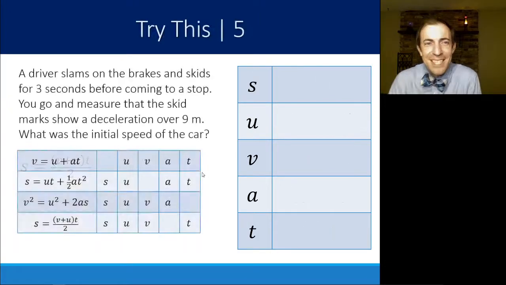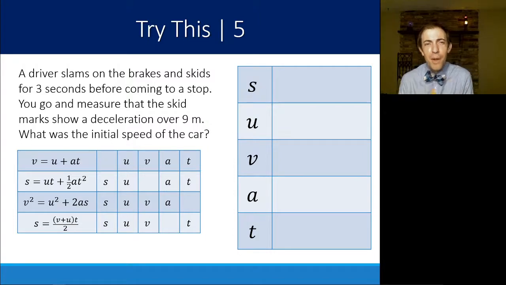Alright, one more example here. Let's say that a driver slams on the brakes and skids for 3 seconds before coming to a stop. You go and measure that skid, the skid marks show a deceleration over 9 meters. So the skid marks last for 9 meters. What was the initial speed of the car? Alright, I'm looking for initial speed. Remember this U and V. U is the initial, V is the final. So I'm looking for U in this particular case.